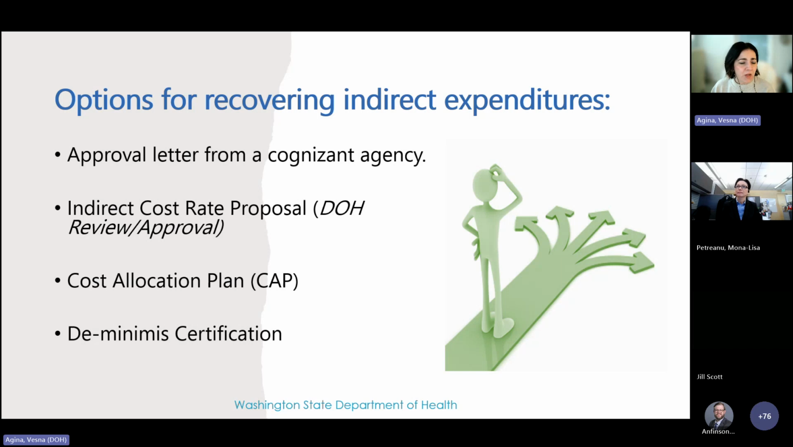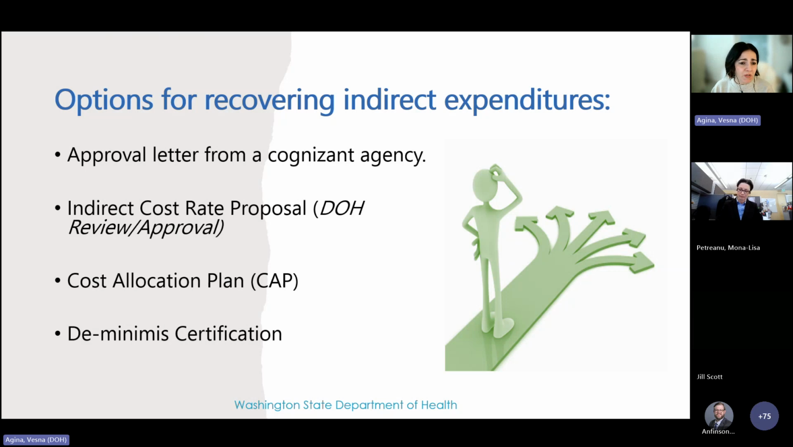And then the last, final option is the de minimis rate. If you are opting to use the de minimis rate, it's up to 15% of your modified total direct cost. You are able to do that as well. We just ask that you notify us, and then we do have a certification that we will send to you that you will complete. You will elect the percentage. Again, it's up to 15%. It can be less than 15%, whatever percentage that you indicate. You will sign that certification, send it to us, and we'll keep that for our records.